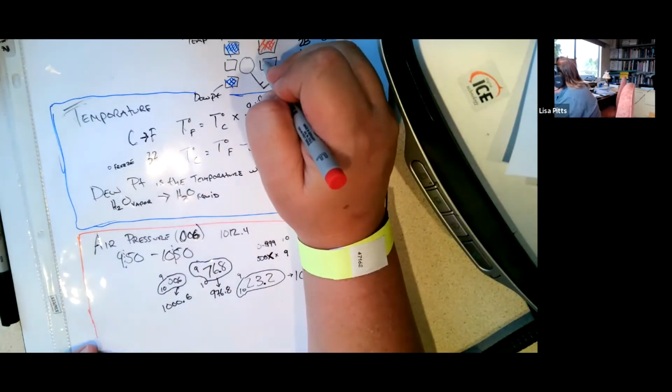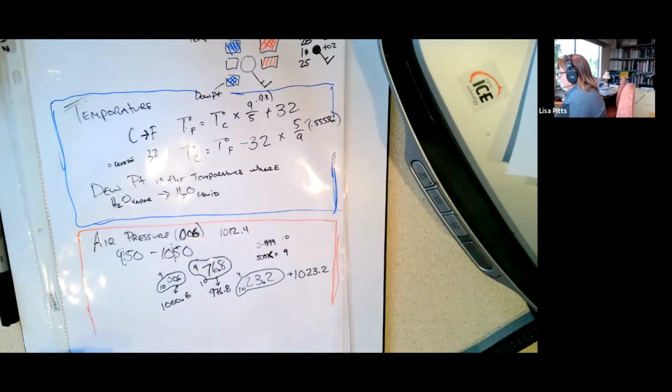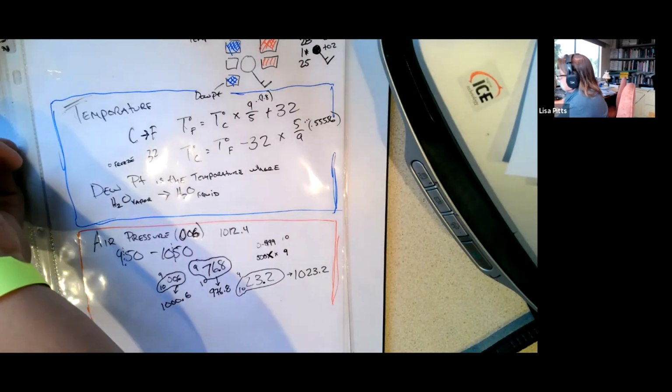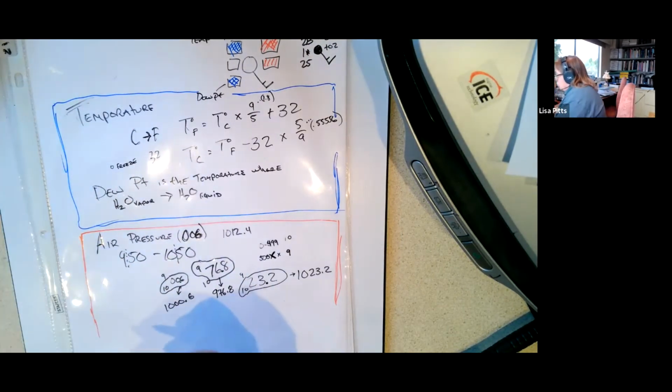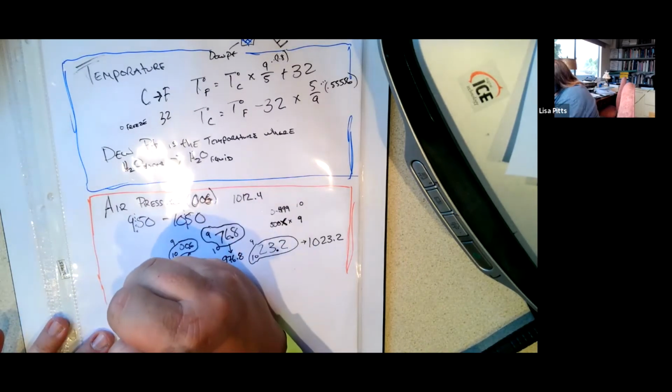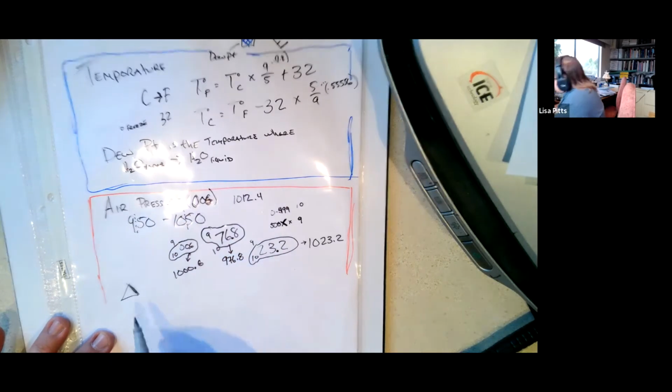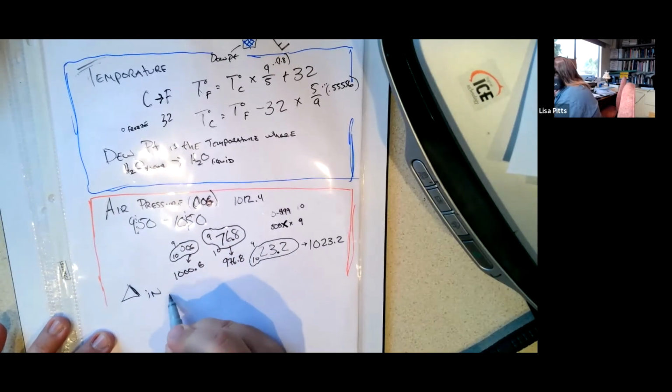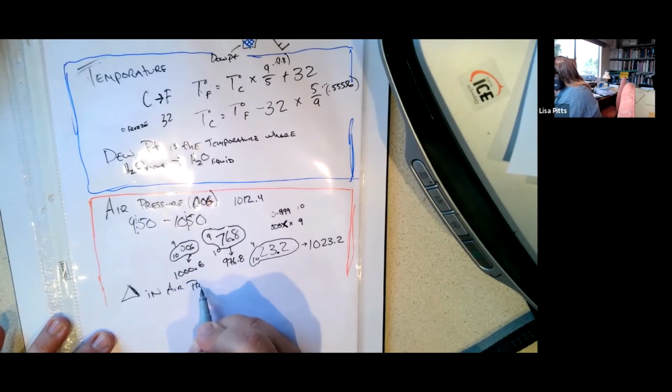Just below that is a box that's related. So I'm going to keep it in the same thing because it's related to air pressure. And it's the change in air pressure. That's a delta in air pressure over the last 3 hours.